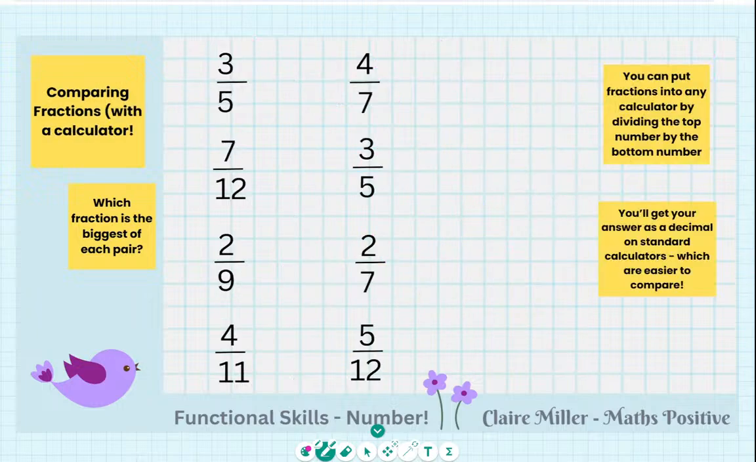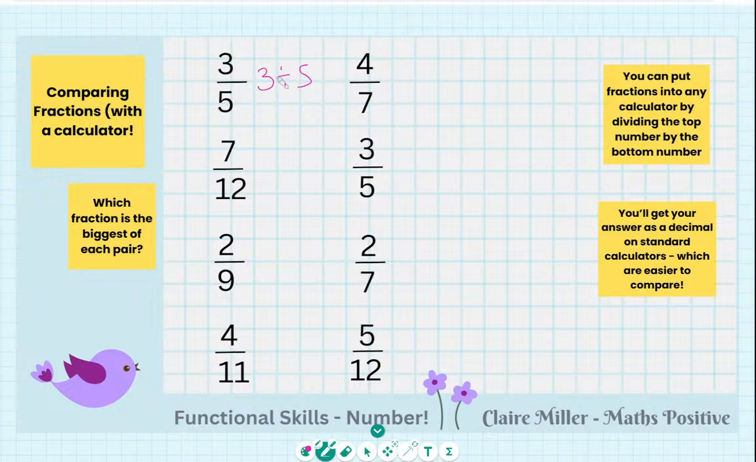Brilliant, well done. Okay, how do we do this with a calculator? Well, we can put any fraction into any calculator by dividing the top number by the bottom number. So what I would need to do for this one is type into my calculator 3 divided by 5. That's all I need to do. Even if your calculator is just a normal calculator without any special fraction buttons, you can put your fraction in by dividing. Because actually, fractions and divisions, you'll get tired of me saying, are actually the same thing, just in a slightly different way. And we'll talk about that in the future.